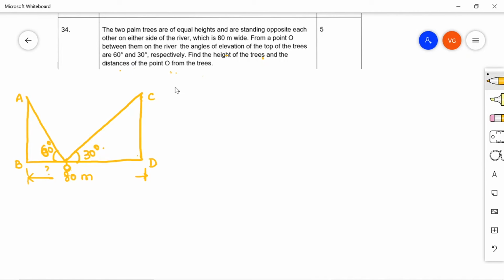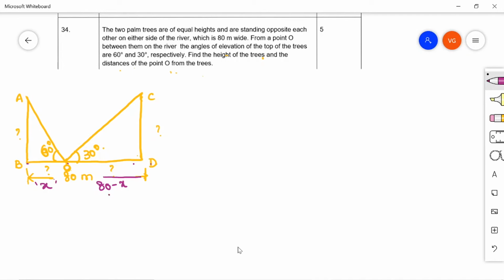Now we have to find the height of the trees and the distances of the point O from the trees. So OB, OD and AB, CD. These things we need to find out. So check whether you have marked everything or not. Read the question again, confirm. So after drawing, let us try to solve this question. If I consider this distance BO as x here, then OD will be 80 minus x, because the total distance BD is equal to 80 meter they have given, right? So I am taking this as x and this is 80 minus x.